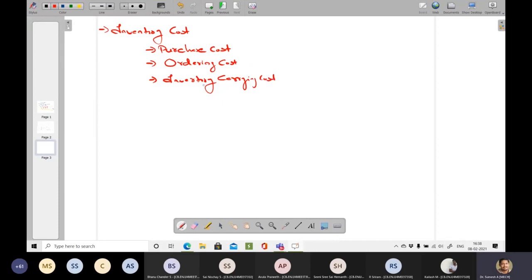The fourth one is called shortage cost. And the total cost of inventory will be the summation of purchase cost plus total variable cost for managing the inventory. So purchase cost plus inventory carrying cost plus ordering cost plus storage cost. If you sum all these things together, you will get total inventory cost.